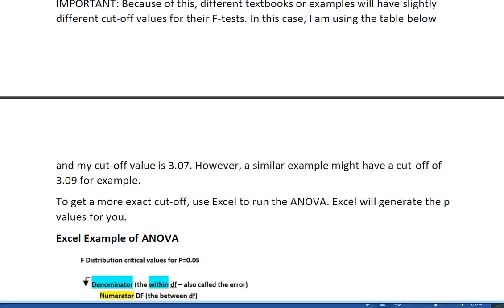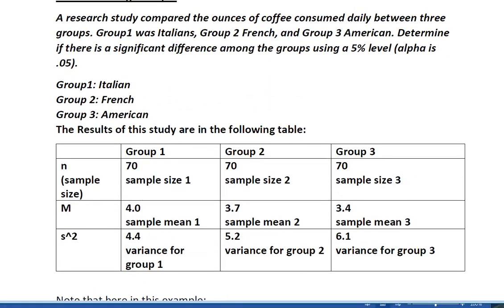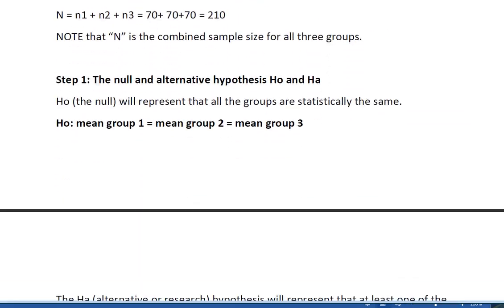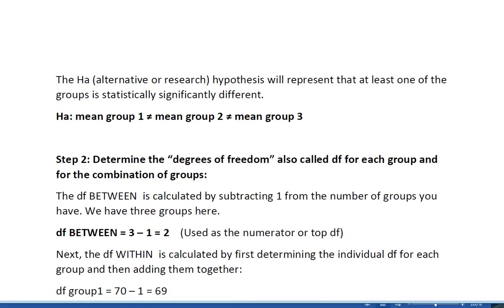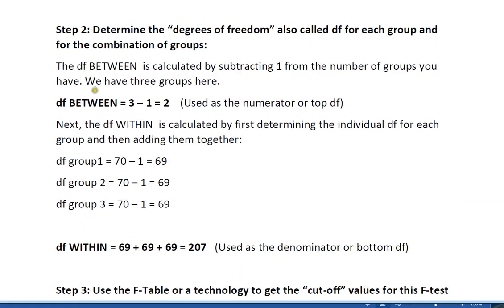So to review, we did a full one-way ANOVA by hand. We decided to compare 3 groups for coffee consumption. We knew the sample size of each group. We knew the sample mean of each group. We knew the sample variance of each group. We wrote our H0 and our HA. We determined the degrees of freedom between the groups, which is the number of groups minus 1. We also determined the degrees of freedom within the groups by subtracting 1 from each group and then summing up the results. That gave us 207.